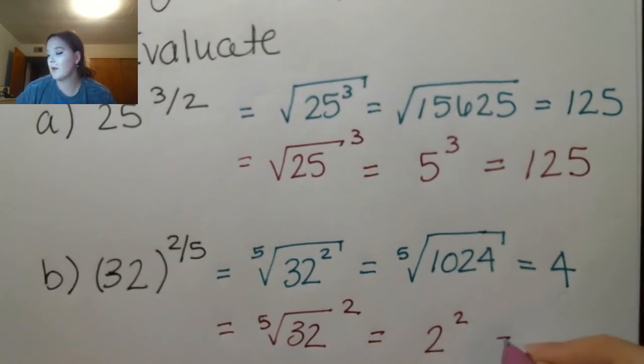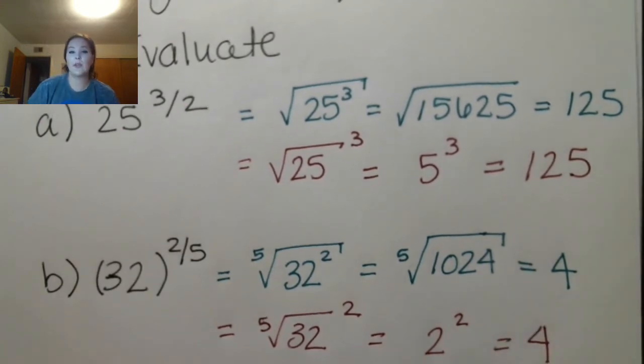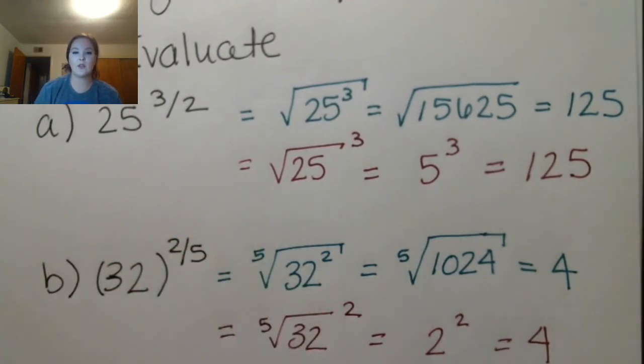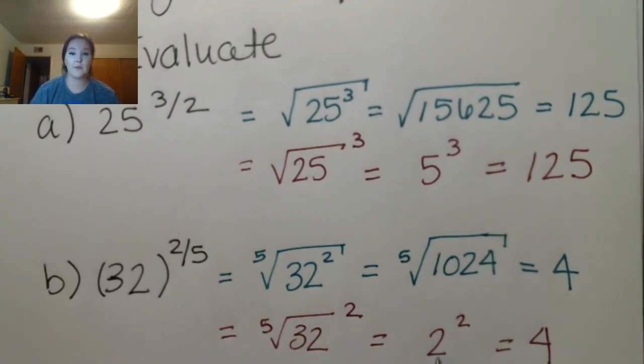2 squared is 4. Okay, so again, you can see you're getting the same answer. You're not getting the wrong answer from this, but this is so much easier to do by hand, right? And the reason is just order of operations. It's easier to take the root first and get something small, and then do the exponent and make it larger.